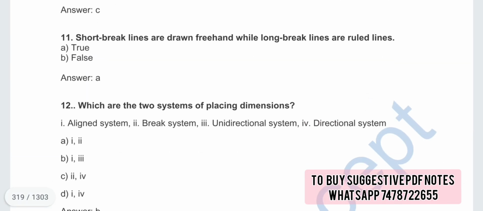Question number 11. Short break lines are drawn freehand while long break lines are ruled lines. True or false? The answer is A, that is true.